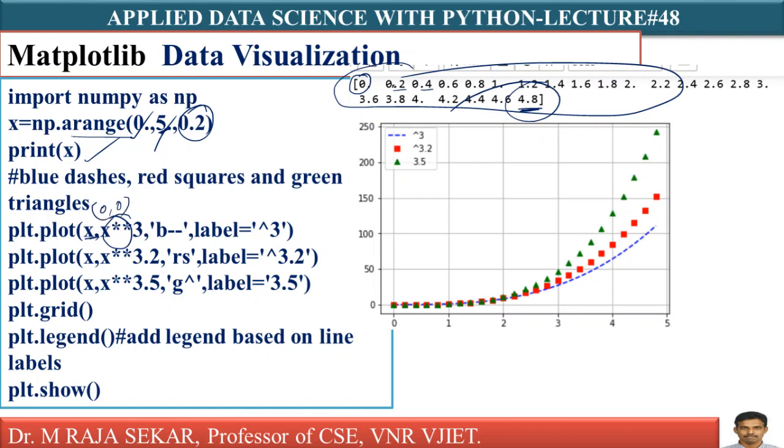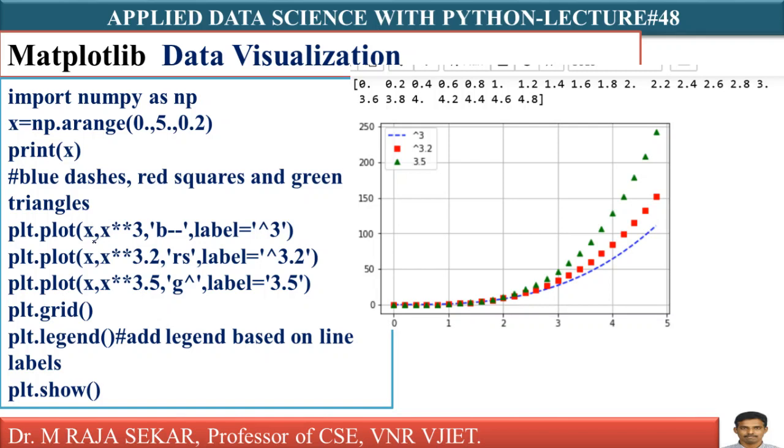Means (0, 0), (0.2, its cube). These are the points. Now, here what am I doing? I am plotting x comma x cube. B means, as I already discussed, blue. Just see, this is the two hyphen symbols I am getting. This is the graph. Now, I am giving a label for this particular plot.